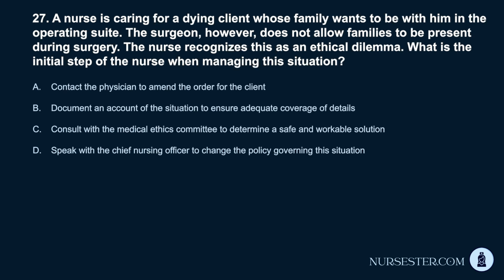27. A nurse is caring for a dying client whose family wants to be with him in the operating suite. The surgeon, however, does not allow families to be present during surgery. The nurse recognizes this as an ethical dilemma. What is the initial step of the nurse when managing this situation? A. Contact the physician to amend the order for the client. B. Document an account of the situation to ensure adequate coverage of details. C. Consult with the medical ethics committee to determine a safe and workable solution. D. Speak with the chief nursing officer to change the policy governing this situation.